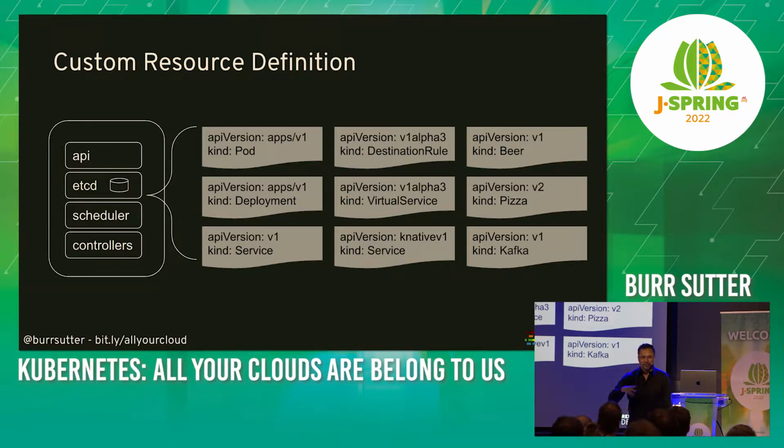Beyond just a basic deployment and a pod and a replica set and a service, now you can extend the Kubernetes API with anything you want it to be. If you want it to be beer, pizza, Kafka, no problem. And this is a game changer because now that API is what matters more than the cluster. So you'll have to think about that for a second.